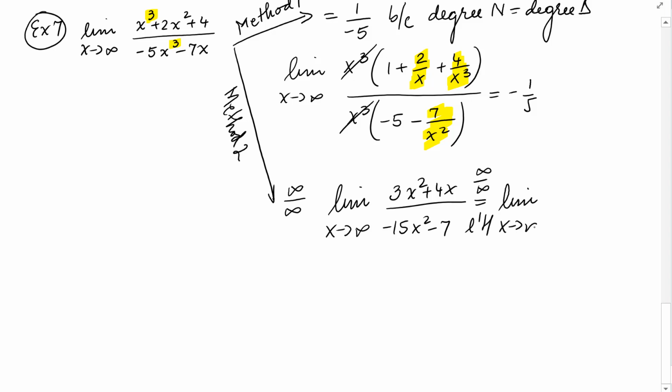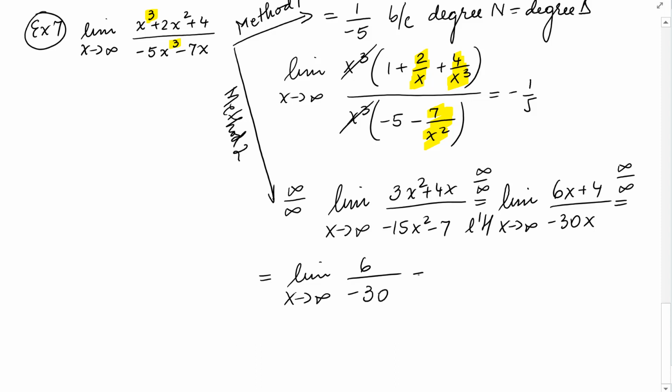Limit as x is approaching infinity of 6x plus 4 over negative 30x. Again, if we plug in, we get infinity over negative infinity, but we still apply L'Hopital, so we differentiate the top, we get 6, we differentiate the bottom, we get negative 30, so we can simplify and get negative 1 over 5, which was the same thing that we got before. I hope this helps.